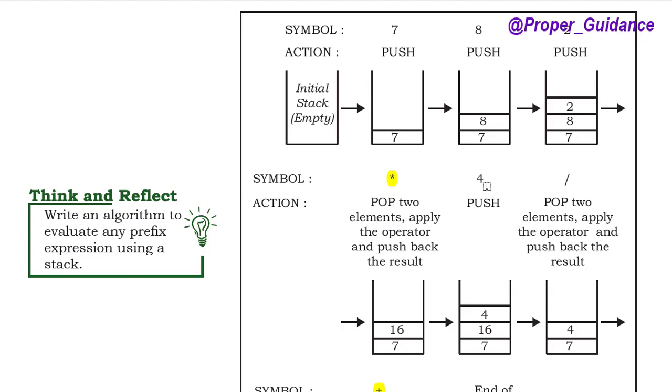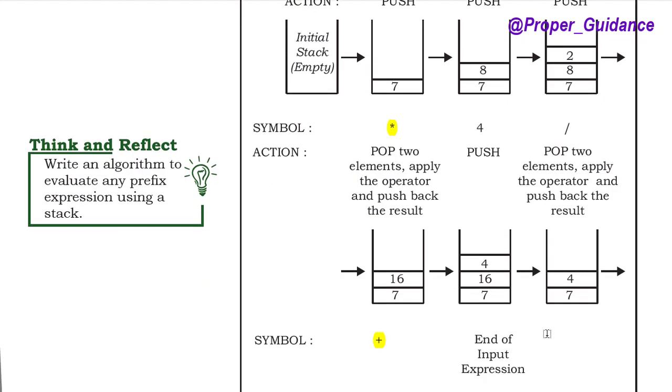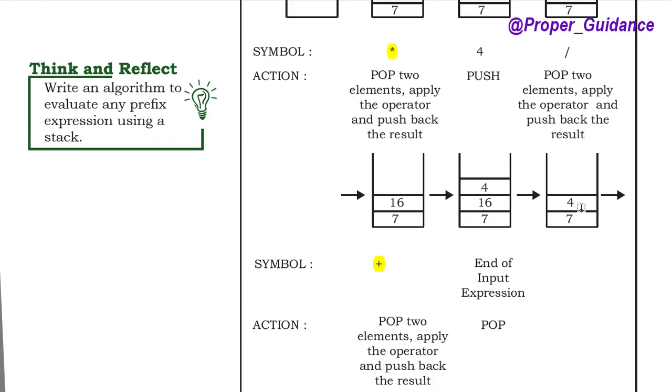After that we get another operand, 4, push it in the stack. Then again we get a symbol, the division operator. Pop two elements, apply the operator and push back the result. So the two operands are 4 and 16, and 16 by 4 equals 4, and again we write down 4.